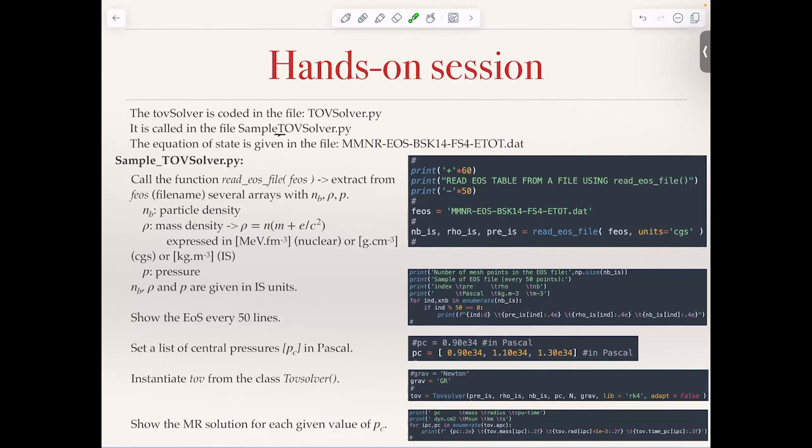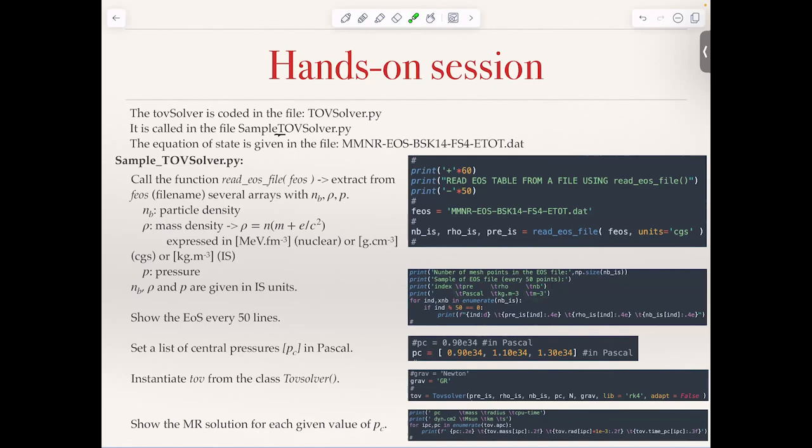Then there are a few lines after that. It is just a check or a control where you give, for every 50 numbers, the pressure, the energy density, and the particle number, in order to know really what you have read. It is nice to do this simple check.